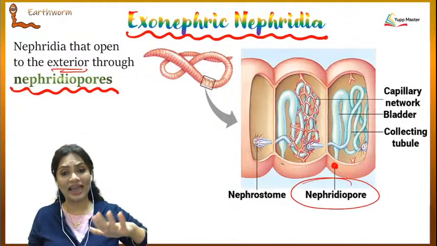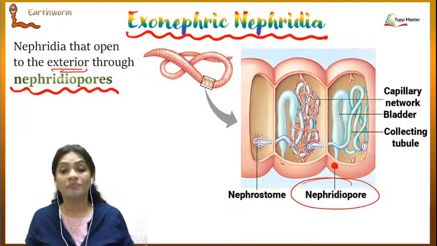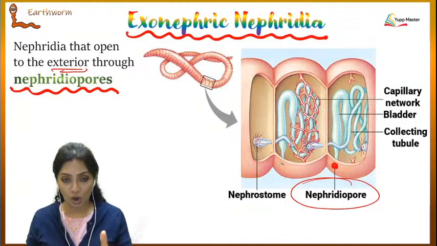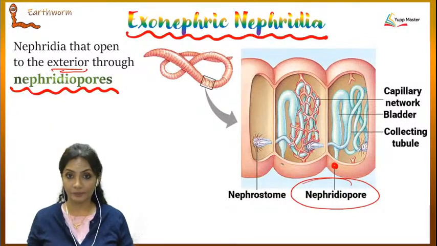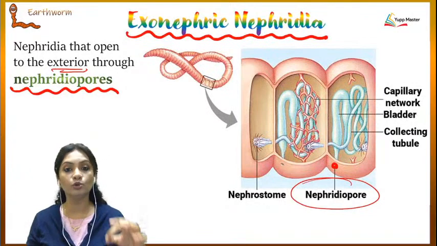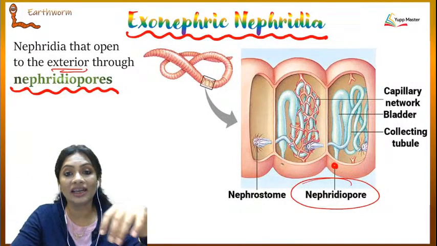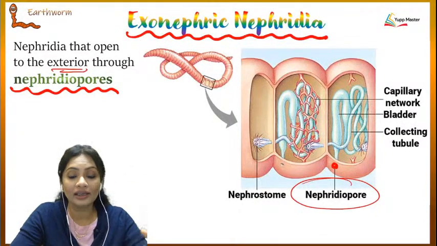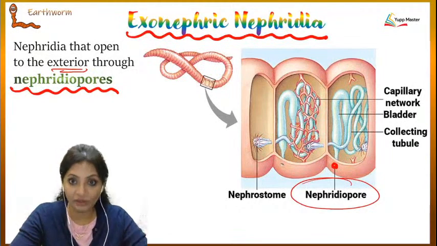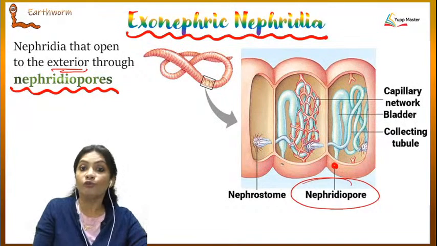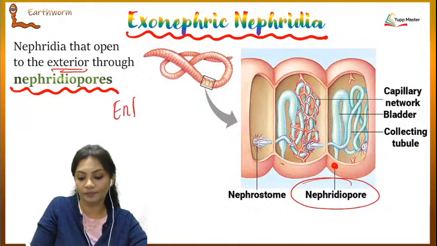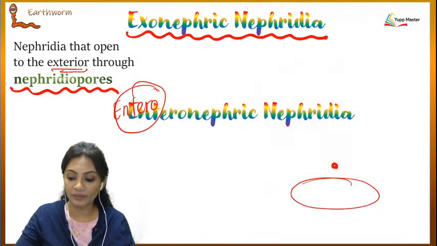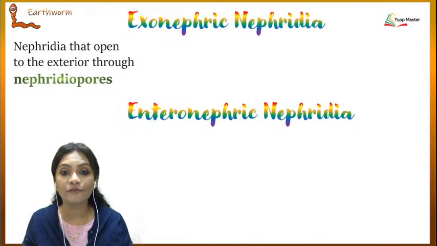So if there is an exonephric which is opening to the exterior, there has to be another type of nephridia which is opening into the intestine. Now there was a word I taught you which we use for intestine, like similarly how we use cardiac for heart. When we want to talk about anything related to our intestine, we'll be using the word entero. So this next type of nephridia is called the enteronephric nephridia.